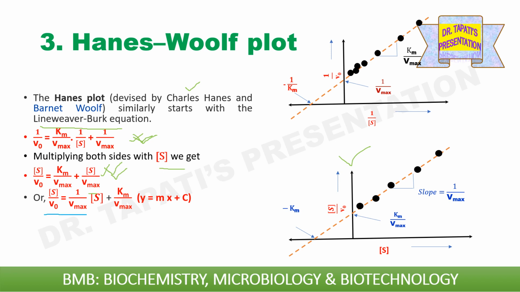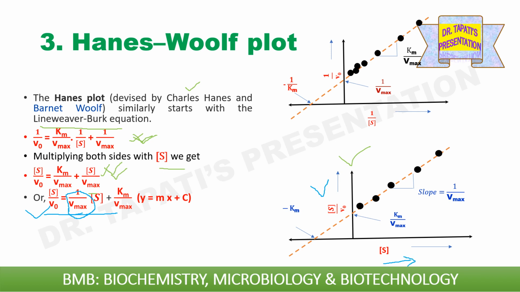this as the final equation, which is substrate concentration divided by V0 is equal to 1 by Vmax into substrate concentration plus Km by Vmax, which is similar to y equal to mx plus c, where y is S by V0. Here we are plotting S by V0 on the y axis, and the m value is 1 by Vmax. This is the value for 1 by Vmax. The x value is substrate concentration.